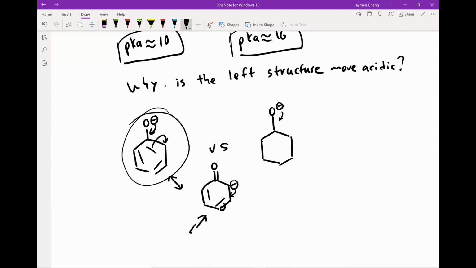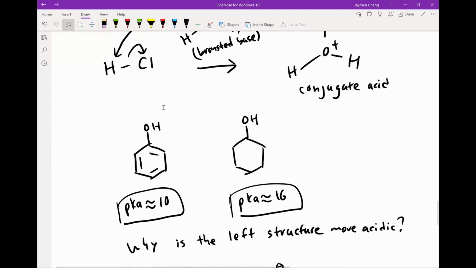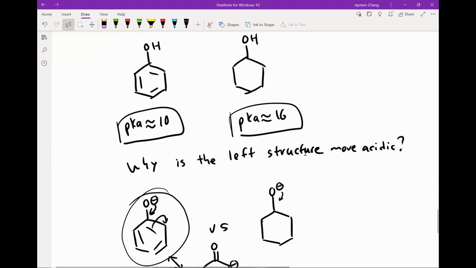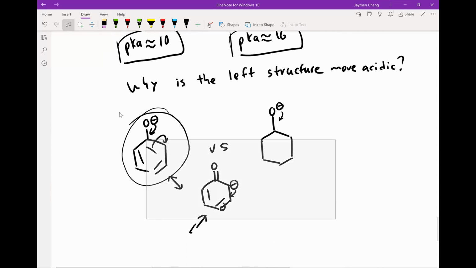Whenever you have these types of questions, the first thing you want to do, for example if you're talking about acidity, is draw out the conjugate base. Then we can rationalize, maybe using resonance, that, okay, look, this negative charge is going to be delocalized throughout the ring. So that means it's going to be more stable.